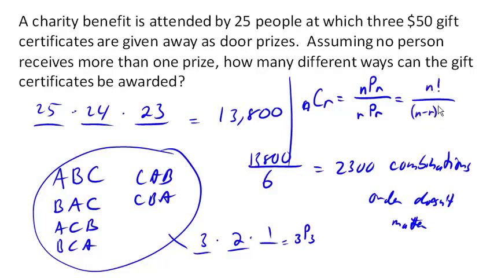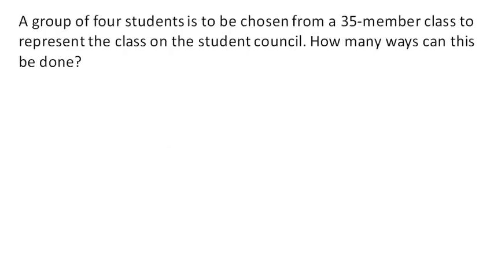So now let's look at an example. A group of 4 students is to be chosen from a 35-member class to represent the class on the student council. Now, order doesn't matter here because they're all just representatives. So in this case, from our 35 students, we're going to choose 4 of them, but the order doesn't matter, so this is a combination.